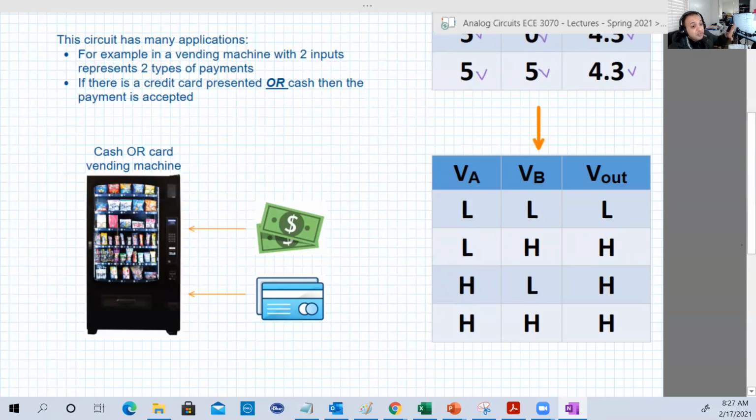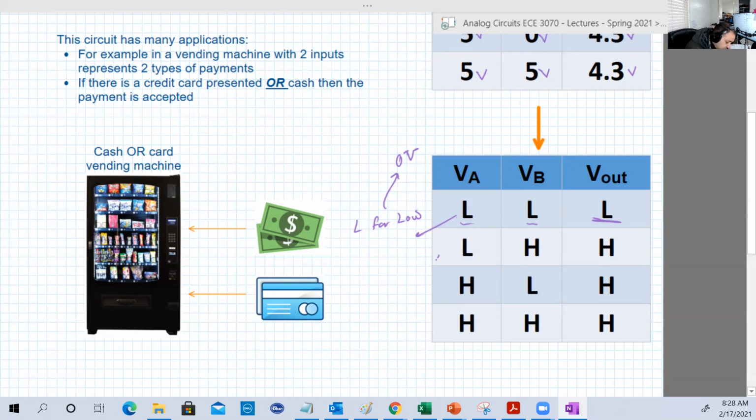We represent false, or low voltage, with L, for low, which represents 0 voltage, or low voltage in general. It might not be 0, but low voltage in general. In that case, low and low, false and false, both conditions are not satisfied, so we will not do the operation. False.